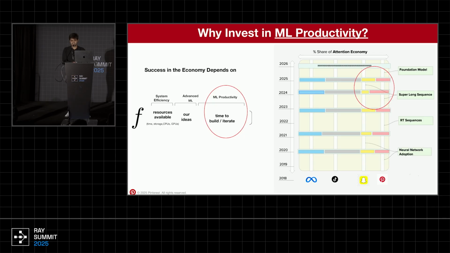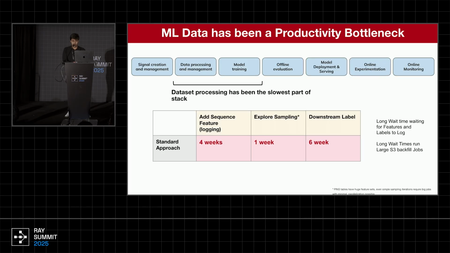So why invest in ML productivity? Because the attention economy essentially is an arms race. So everybody's competing to get the next bigger, better model. So we not only need to come up with those techniques, we need to come up with them fast. What we've observed over the years is that the ML data layer, like generation of the data set that cracks the next technique, ends up being a bottleneck.